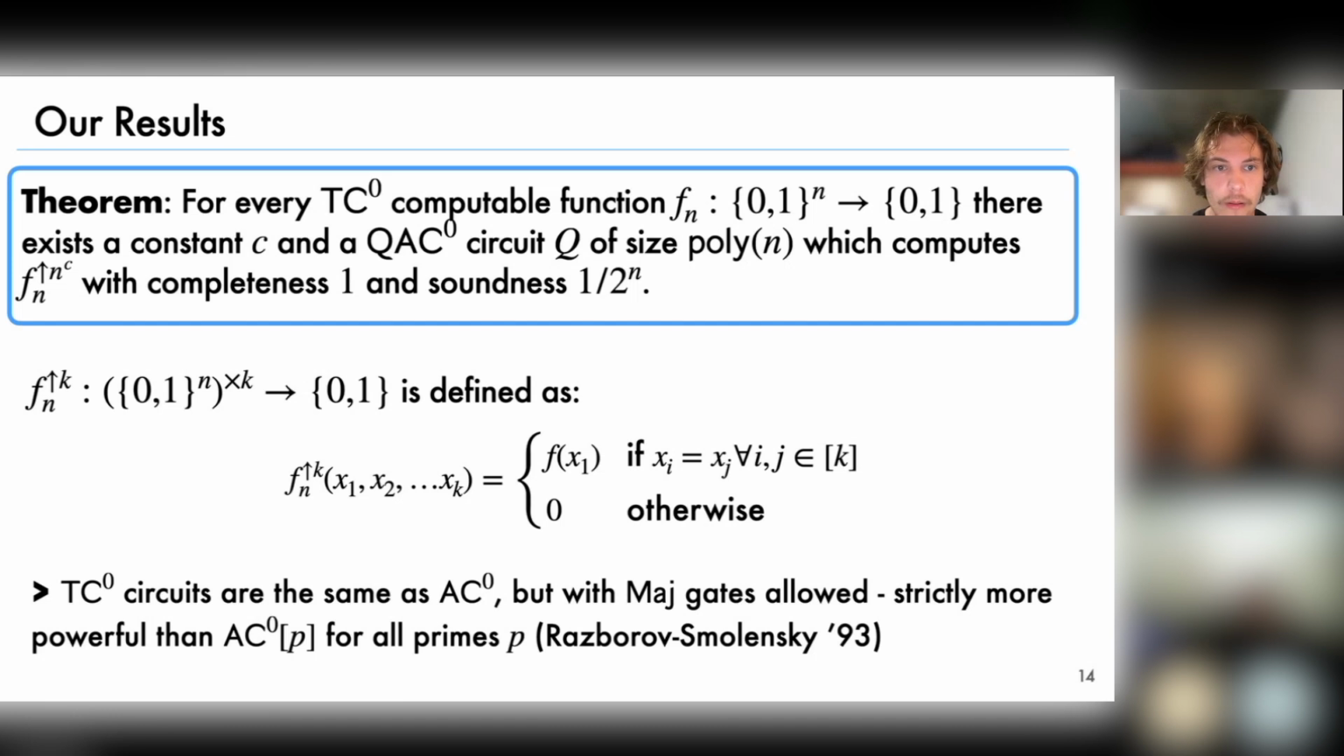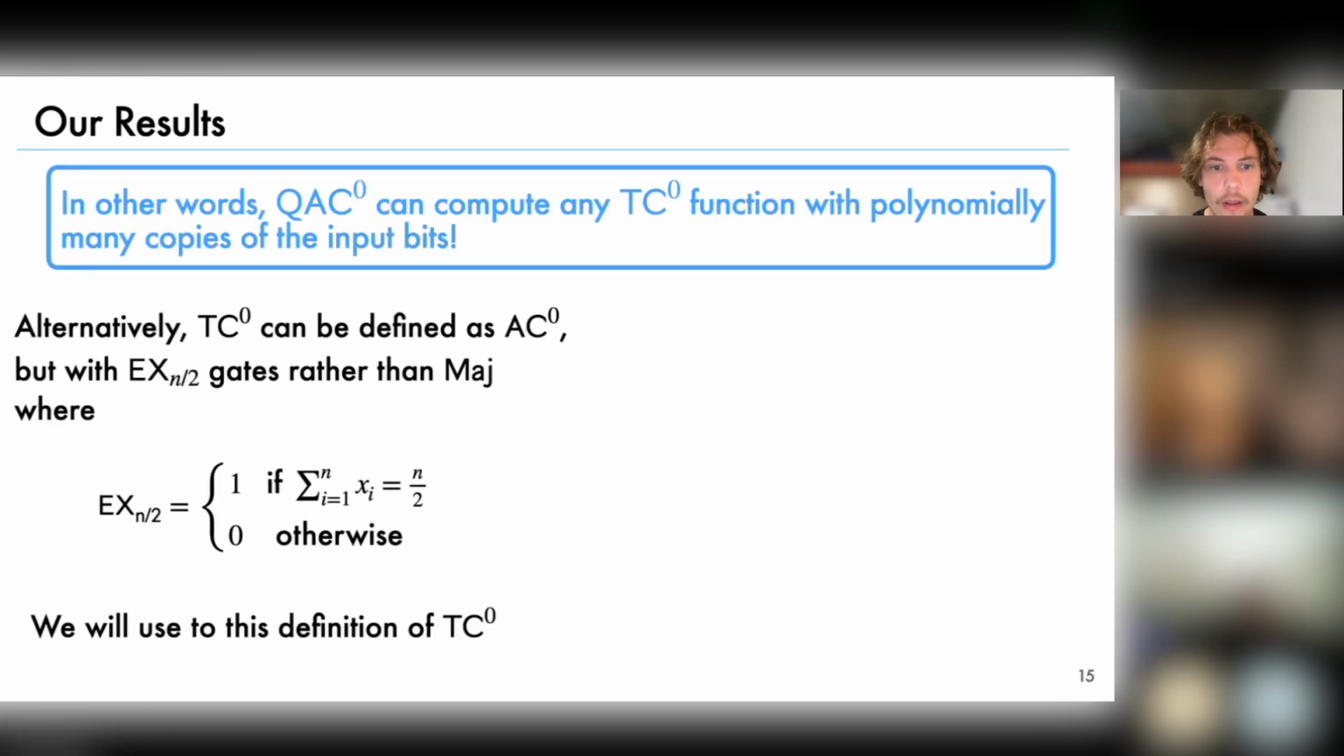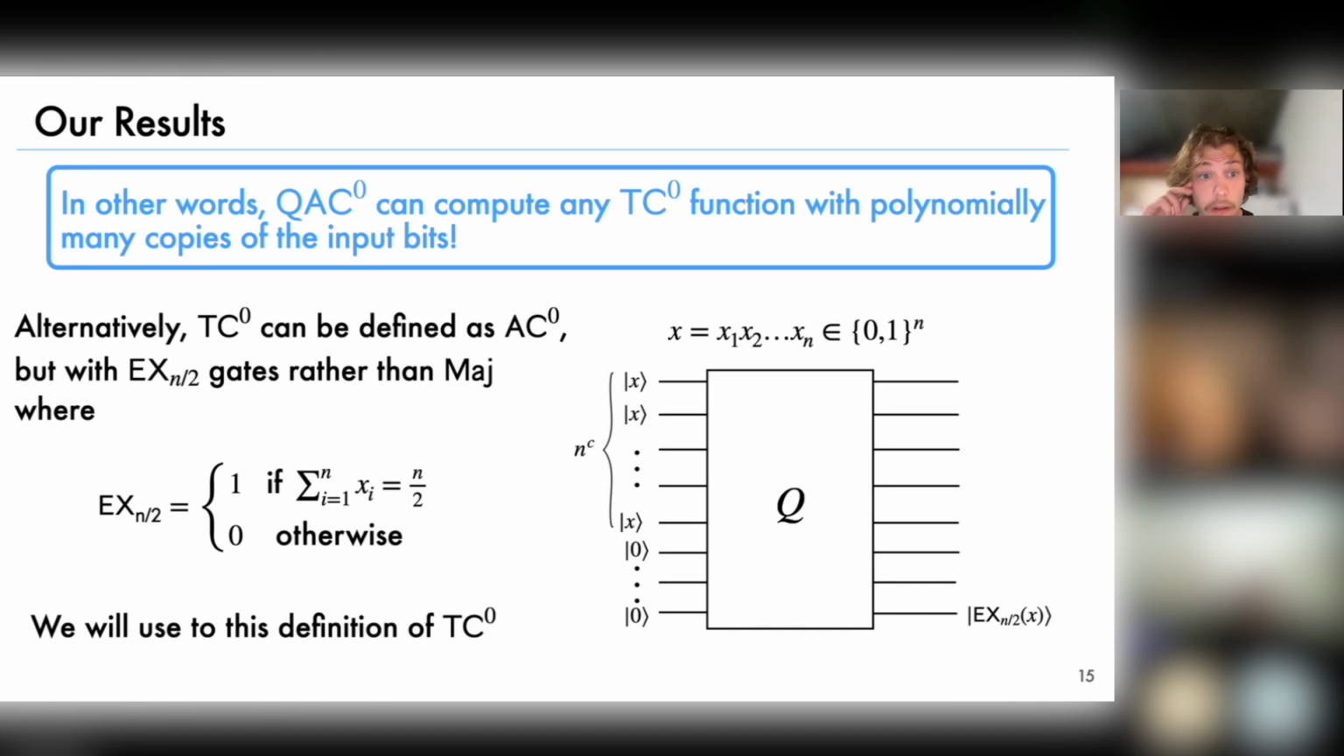In the next slide you said QAC0 can compute any TC0 function. You mean it in the sense of this completeness and soundness, right? Yeah, in that sense. Maybe you would like perfect completeness and perfect soundness, but usually when we define these classes, like BQP, for instance, 2/3 and 1/3 are sufficient. Take that as you will. I mean, this is what you just need to prove your result, so it makes sense.